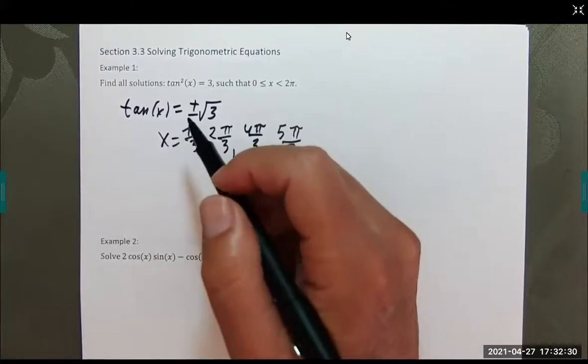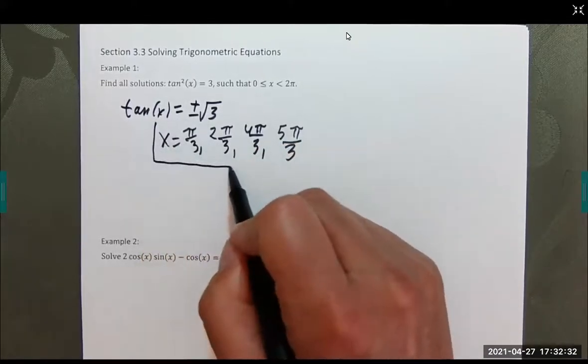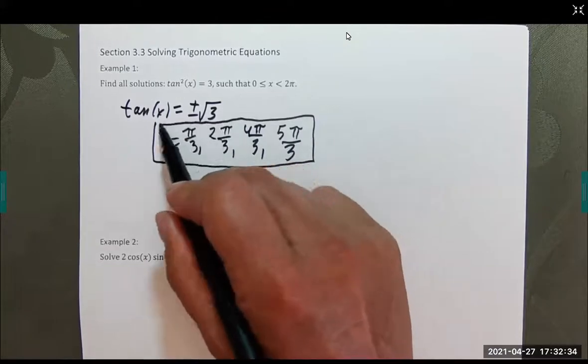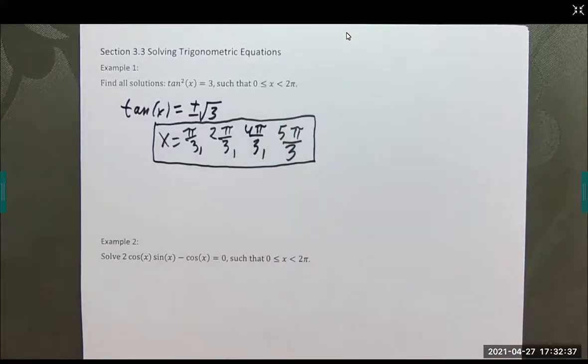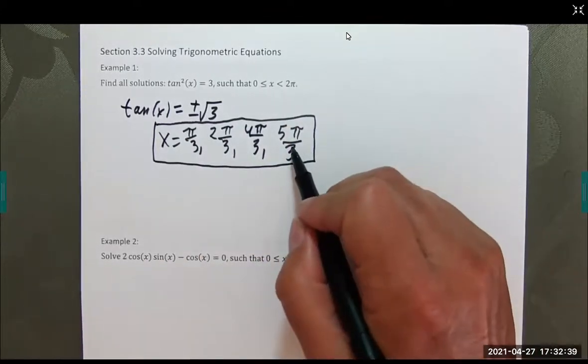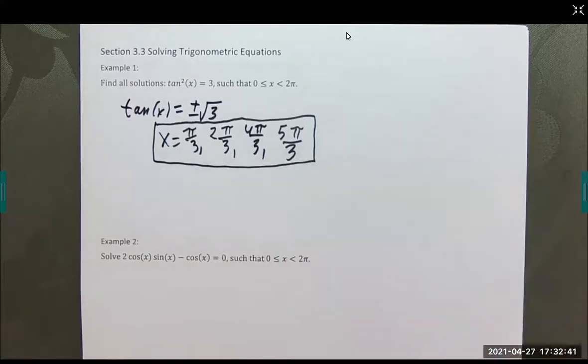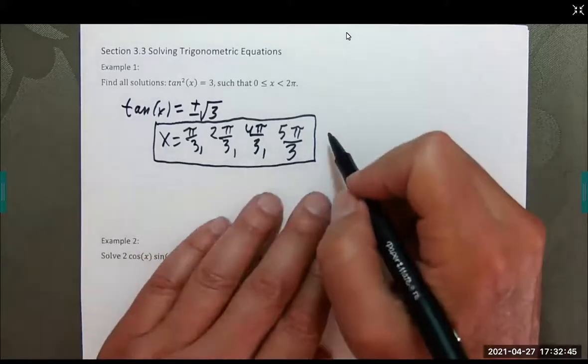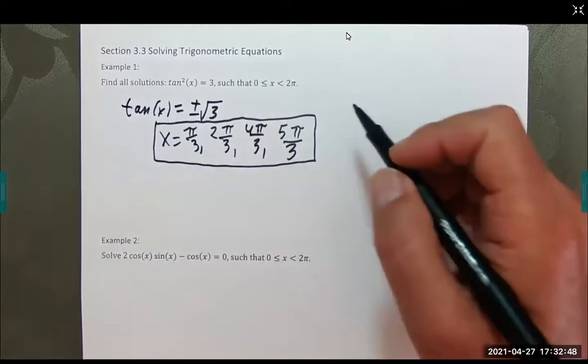Now for this one, it ends there. There are going to be some other equations in a bit where we don't have this limitation and we want all of them. You could see that if I wanted to go to the next angle, the 7 pi over 3, I would get another one, but 7 pi over 3 is bigger than 2 pi. So we're limited in this case.